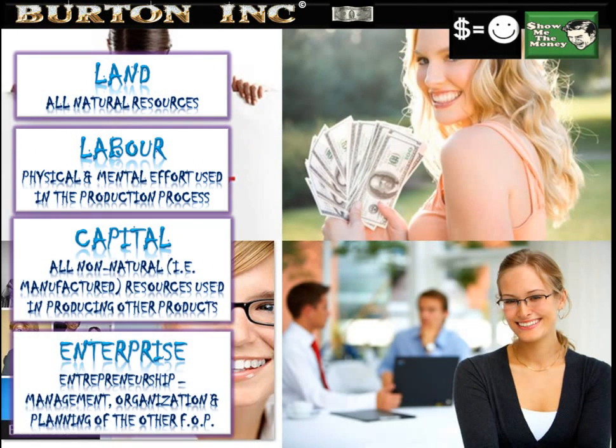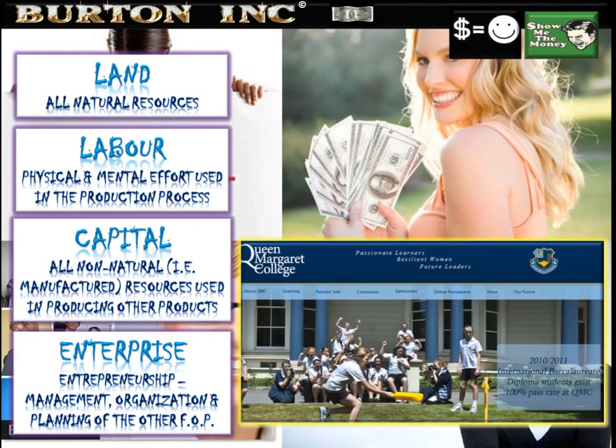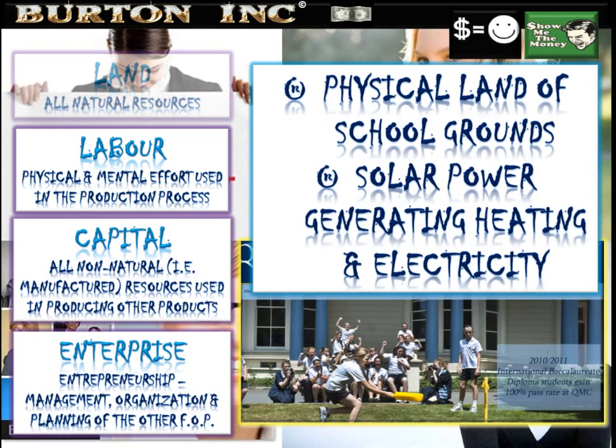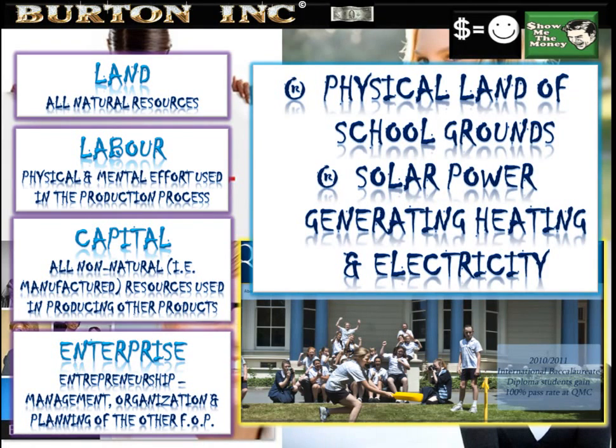Let's have a look at the factors of production in a little bit more detail. Look at these a little bit closer. Now, land, the physical land of a school. We're talking about Queen Margaret College here, actually. We're talking about a school, and we're looking at the factors of production that go into providing the education service that a school provides.